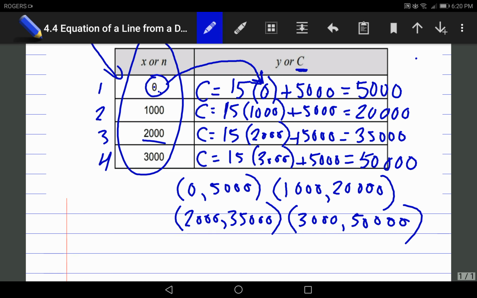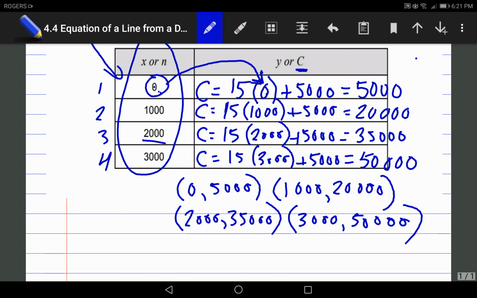Of course, you would have to choose a good scale for x and y, and make sure everything is labeled, right? So you'd have cost on your y-axis, number of t-shirts on your x-axis, and then choose proper scales for each one of your axes. But now you can actually go ahead and graph something like this.